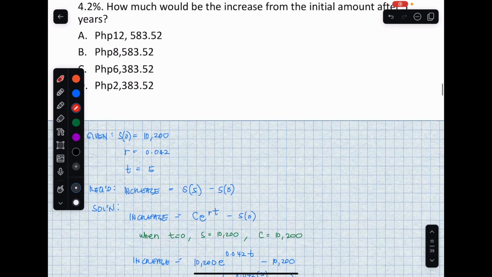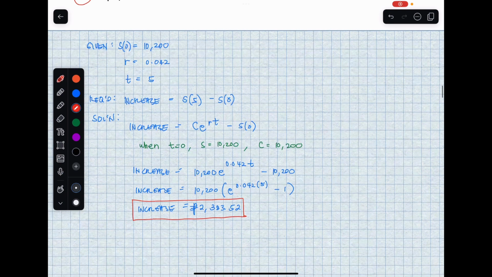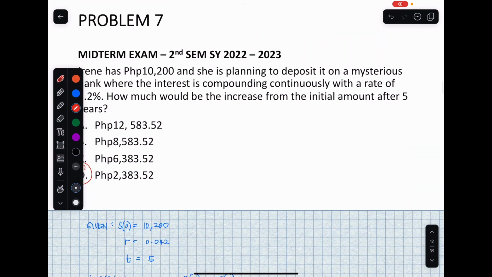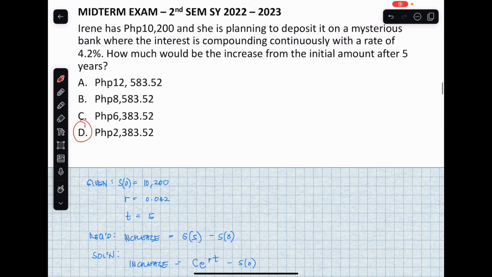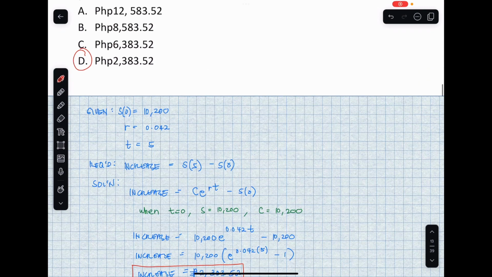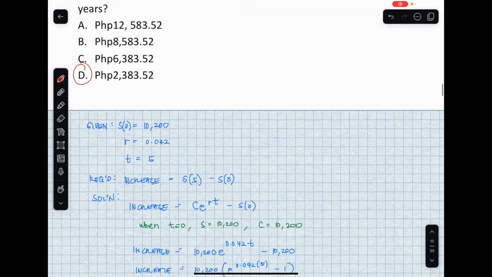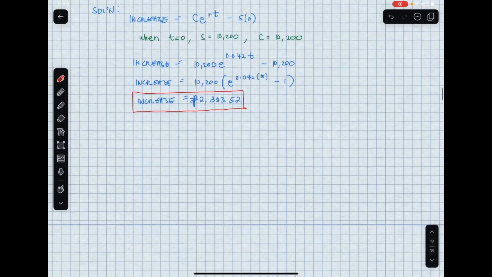So 2,383, okay, it's letter D. That's a good thing if it is a multiple choice, there's already confidence in you that you are on the right track. So that's how simple and direct growth and decay problems, including interest problems, are.